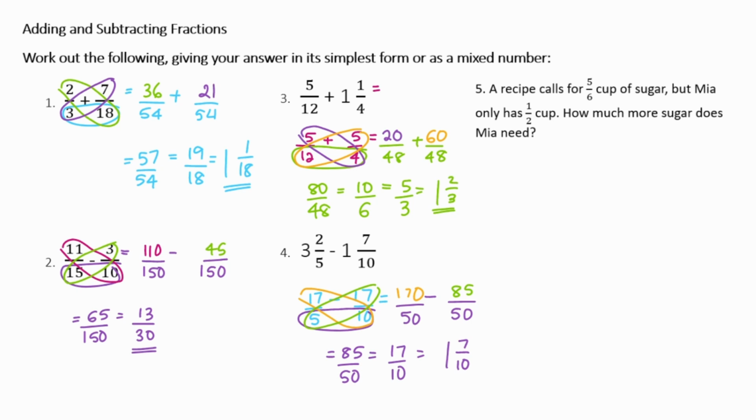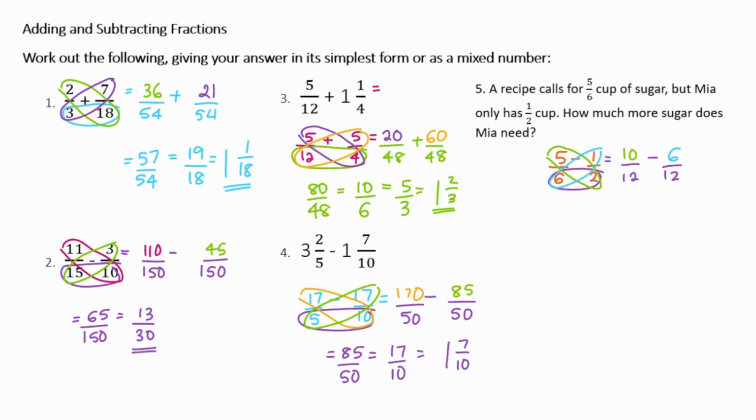a cup. How much more sugar does Mia need? So Mia has only a half, but she needs 5/6 cup for the recipe. So to find out how much more she needs, we can do 5/6 take away a half. To get a common denominator, we can do 6 times 2, and that gives us 12. The first numerator will be 10 and the second numerator will be 6.